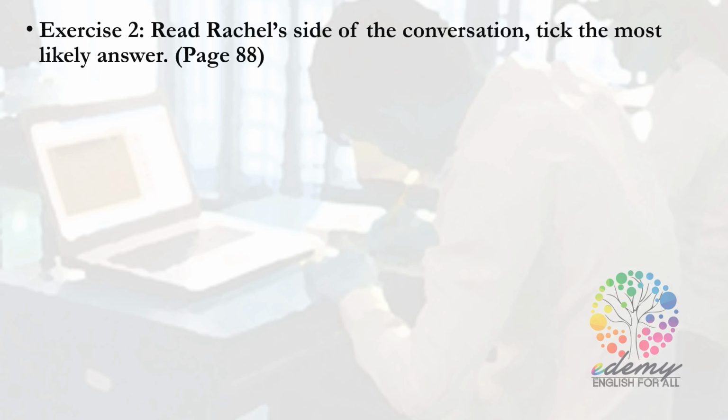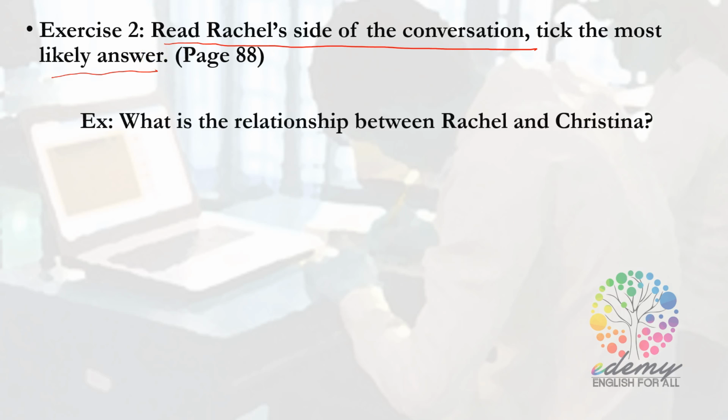Now you look on the same page, page 88, and on your right hand side you see exercise number 2. What I want you to do is read Rachel's side of the conversation and tick the most likely answer. For example, I have an example for you. What is the relationship between Rachel and Christina? What is the relationship between them?